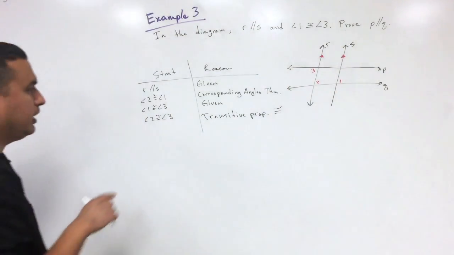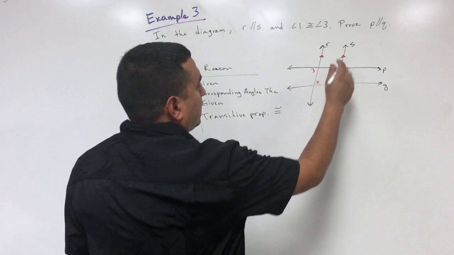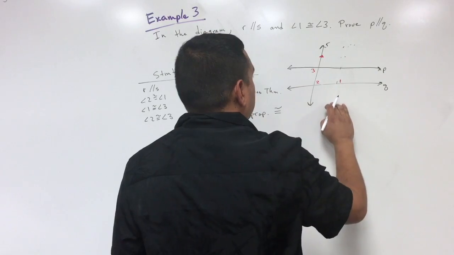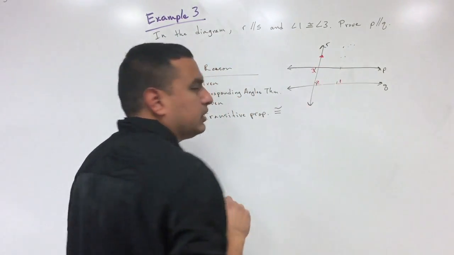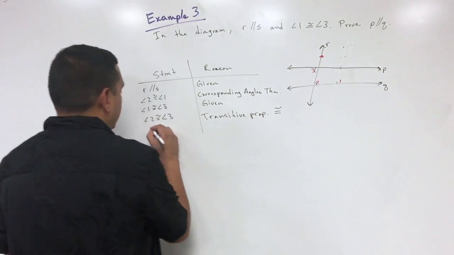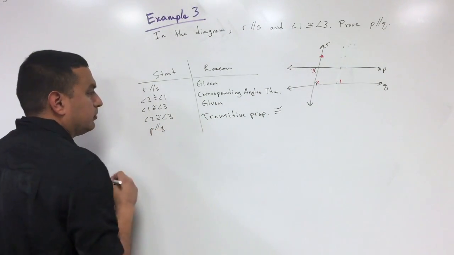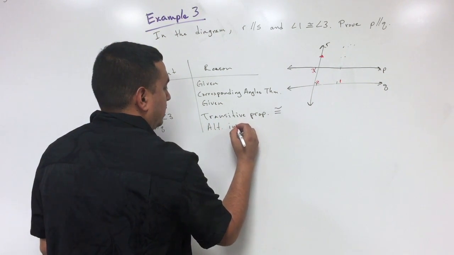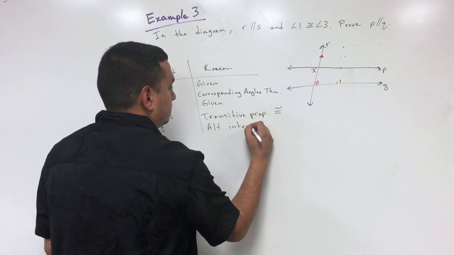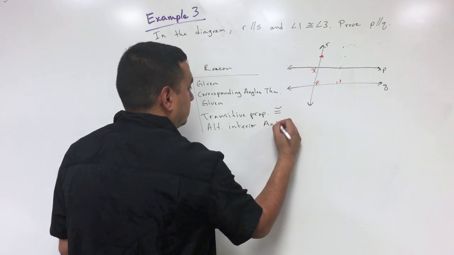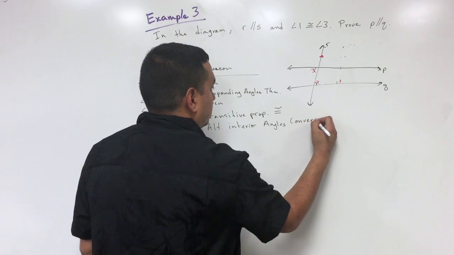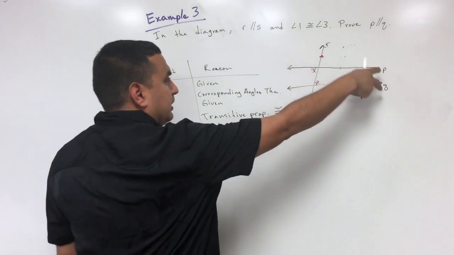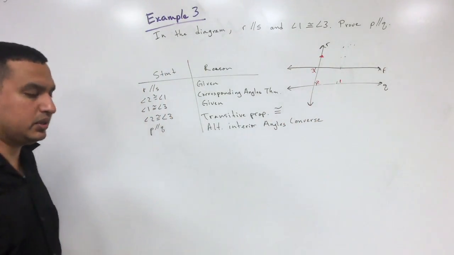Okay. Now, if angle 2 and angle 3 are congruent, if I ignore now this side for a second, if I ignore this line RS, okay, if I know 2 and 3 are congruent, then that tells me that line P is parallel to line Q by the alternate interior angles converse. If these two angles are congruent, that means that these two lines, line P and Q, have to be parallel.